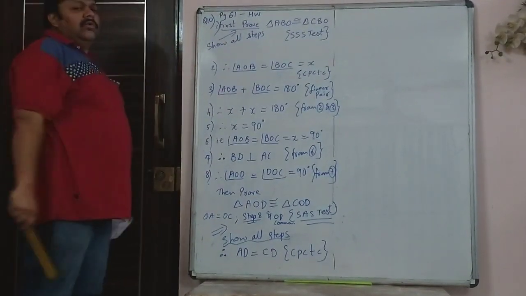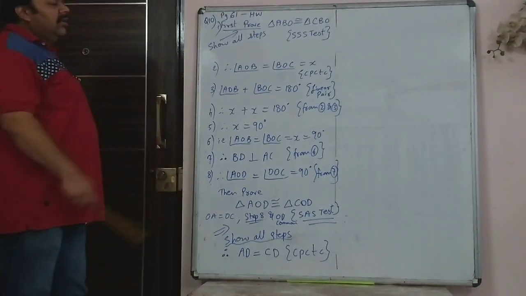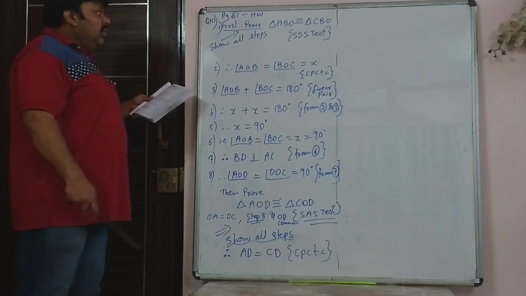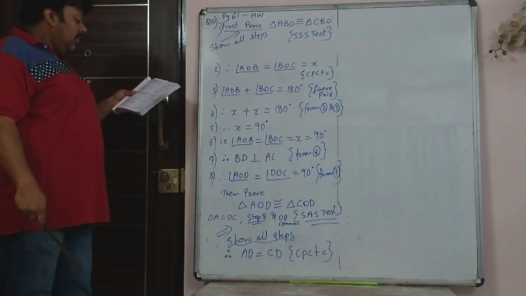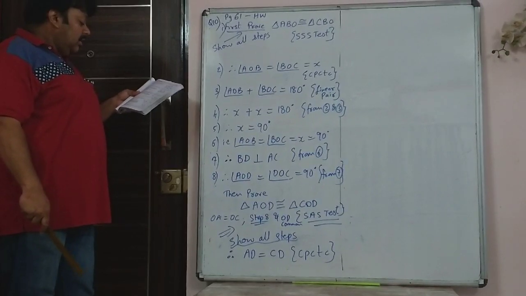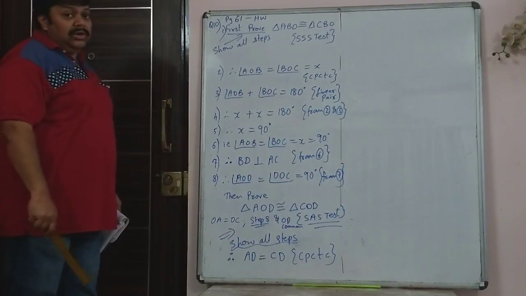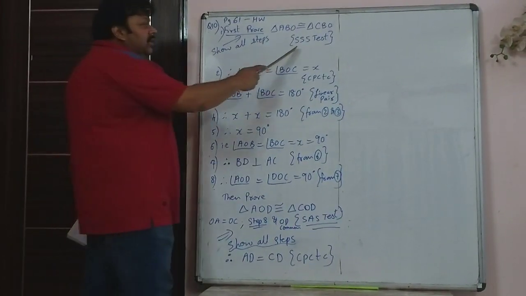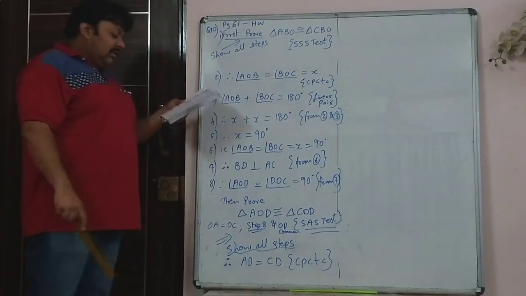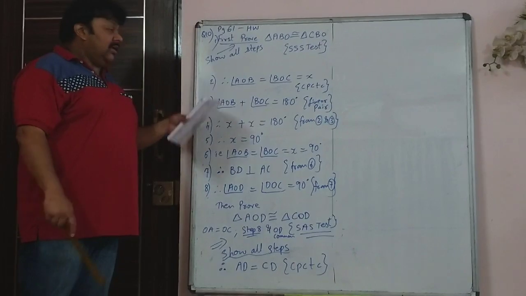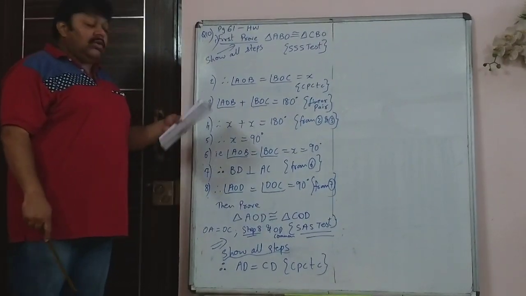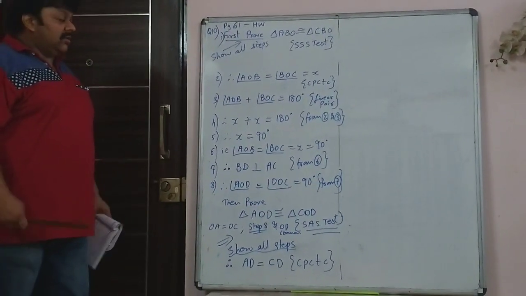This is the working of question number 10. The figure is given in the question, so you can see it. First of all, you can prove triangle ABO and triangle CBO are congruent. That's very simple. All three sides: AB equal to BC is given, BO is the common side, and OA is equal to OC. So SSS test.